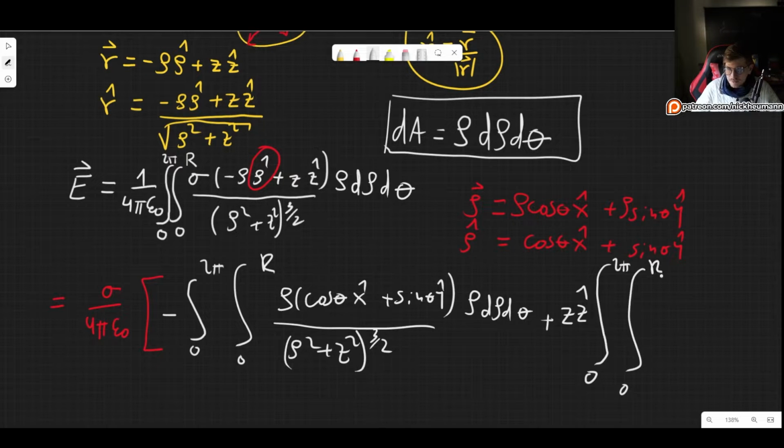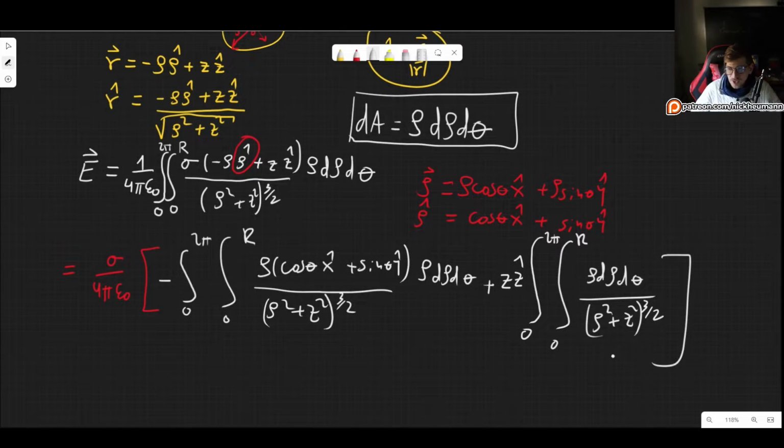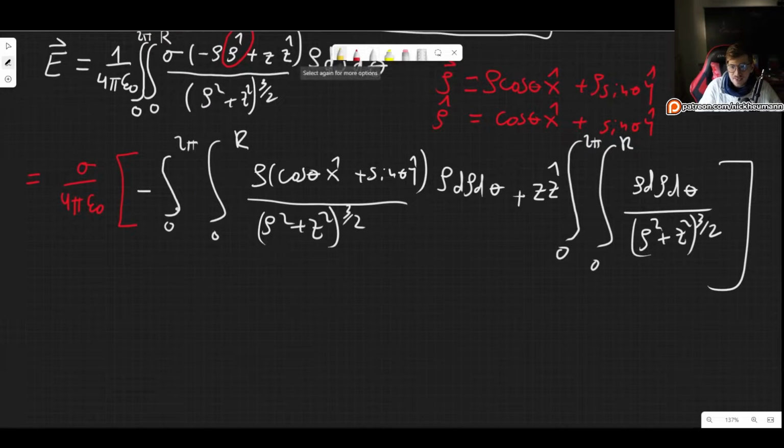Integral from 0 to R, and then we simply have here rho d rho d theta divided by rho squared plus z squared to the 3/2. Okay, so these are the two integrals that we need to solve. We already know that this part should give us 0, but let's corroborate. Let's make sure that this part does indeed give 0. So let's see. This is sigma over 4 pi epsilon 0. And here we have minus.